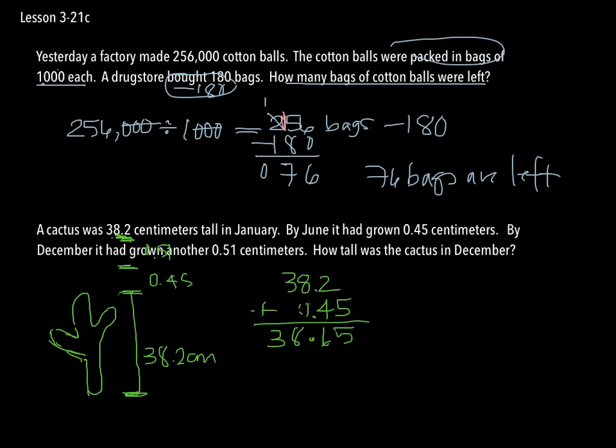Then from June to December, we're going to grow another 0.51 centimeter. Add those together because we're going for the total. 5 plus 1 is 6. 6 plus 5 is 11. Carry the 1. Now I'm going to put my decimal point right here. 1 plus 8 is 9. And then 3 plus nothing is 3. So our grand total height, from January to June, from June to December, is going to be 39 and 16 hundredths centimeters.